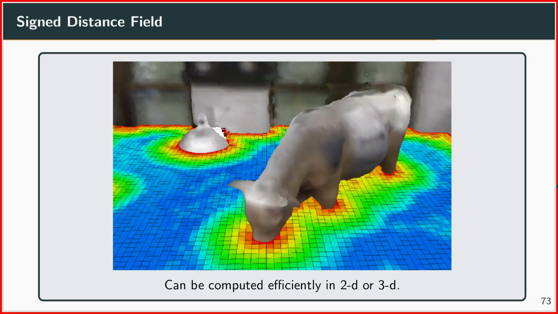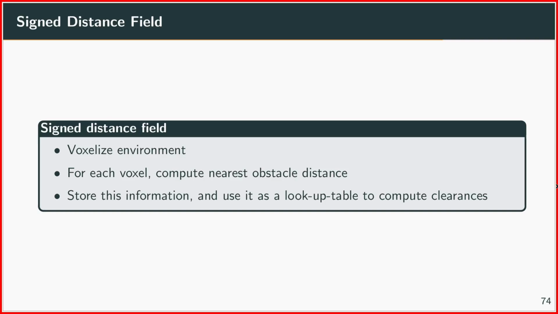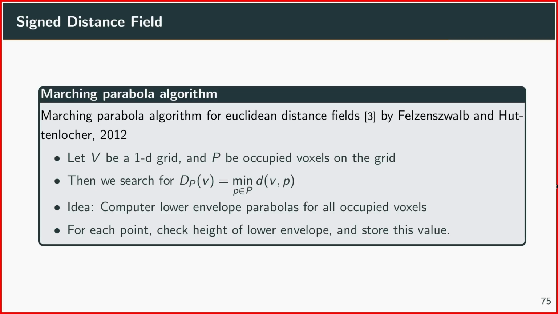And this can be computed efficiently not only in 2D, but also in 3D. The idea is that you voxelize your environment with a certain coarseness, and then for each voxel you compute the nearest obstacle distance, and then you store this information and use it basically as a lookup table to compute clearances.